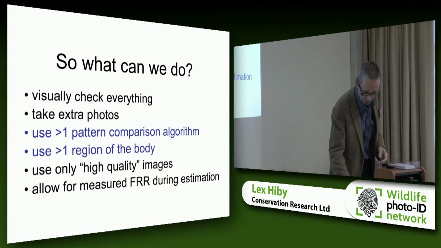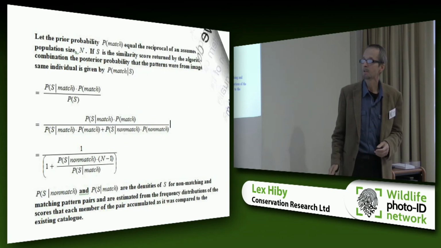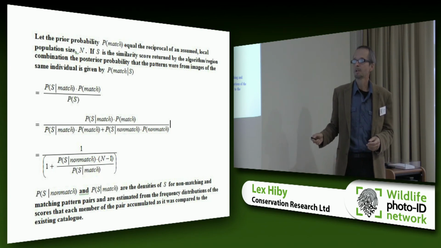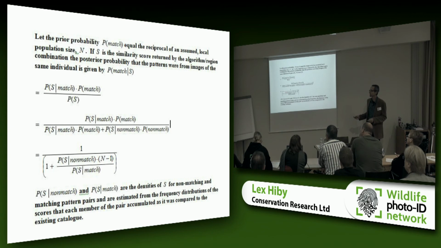You do then have to standardize those scores so that they can all be considered in the same way. But that's not difficult, because you can use this Bayesian posterior probability that the 2 photos are a match, given what the score was. So this S here is the score, say, for the photo of the neck using algorithm number 1. And you can look at the distribution of those scores for non-match pairs, and you can look at the distribution of those scores for match pairs.